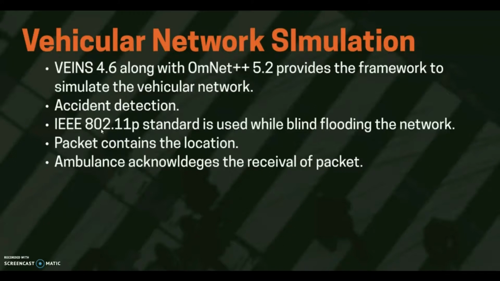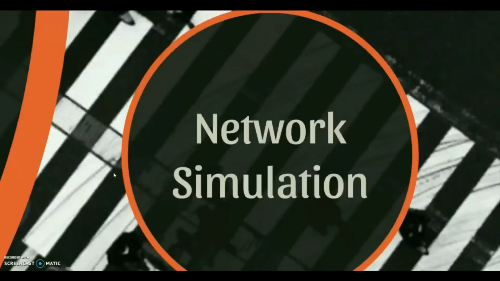In the simulation, each vehicle is assigned a class. The class emergency is for ambulance, whereas the default class is for passenger cars. When the WSM is transmitted, each node checks its class, and if the class is emergency, it acknowledges the receipt of the WSM with the accident location.